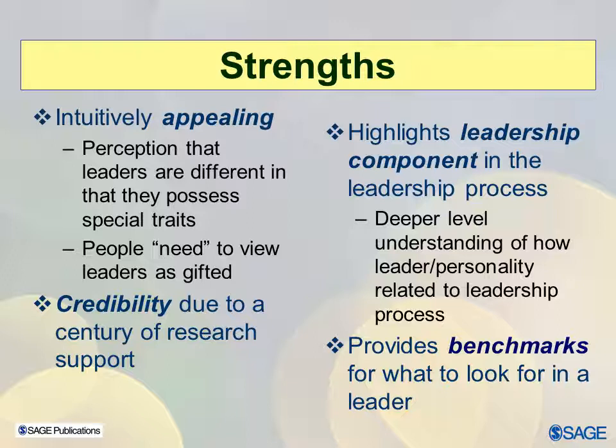So the strengths are that it is appealing. People love lists. People love lists they can grab onto, and they want to view these leaders as gifted and special. There's 100 years of research to back it up, and so because of that, there's benchmarks, and you can say, on a scale of 1 to 10, most leaders are a 6 in this area, and I'm a 5, so I need to grow a little bit more, or I'm a 7 and I'm excelling in this area. And people like that. They like to be able to measure, and let's face it, people like to keep score.